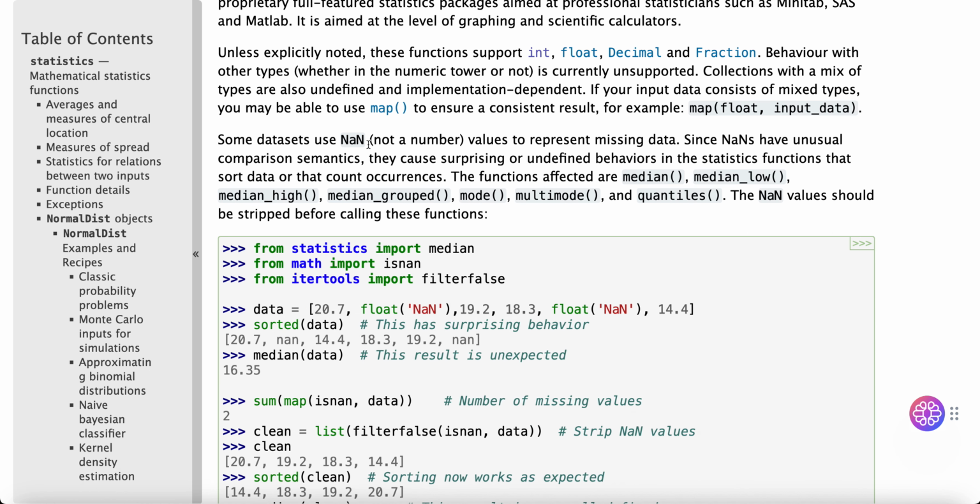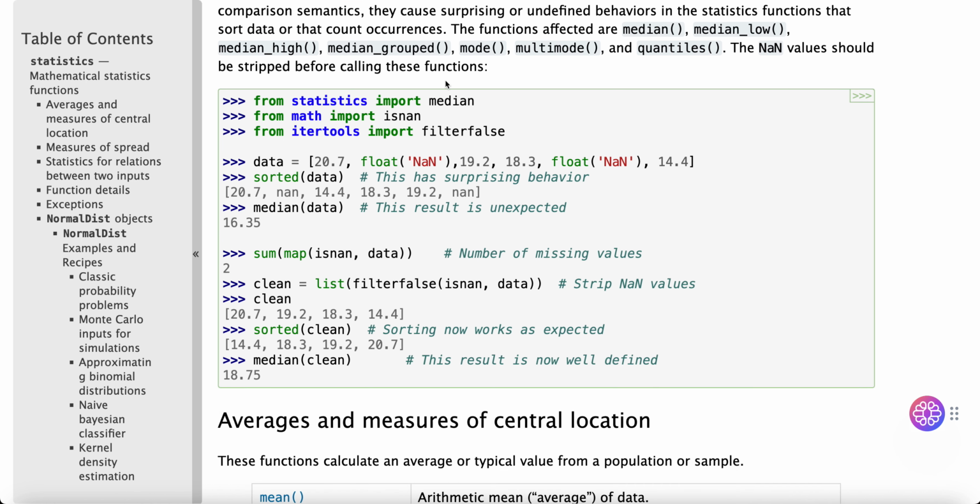Some datasets use NaN, not a number, values to represent missing data. Since NaNs have unusual comparison semantics, they cause surprising or undefined behaviors in the statistics functions that sort data or that count occurrences. The functions affected are median, median_low, median_high, median_grouped, mode, multimode, and quantiles. The NaN values should be stripped before calling these functions.